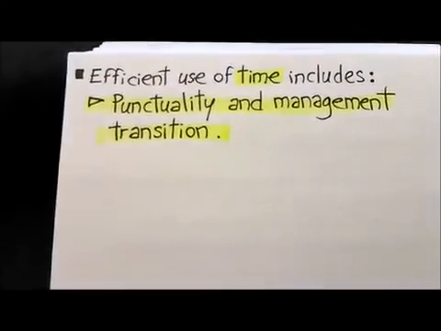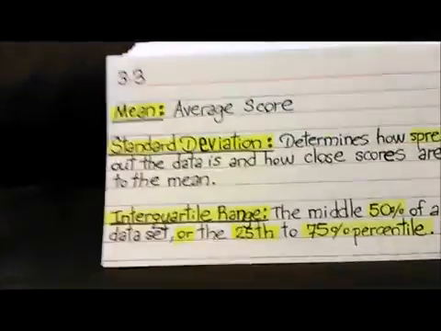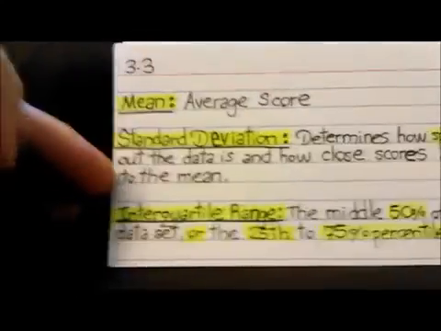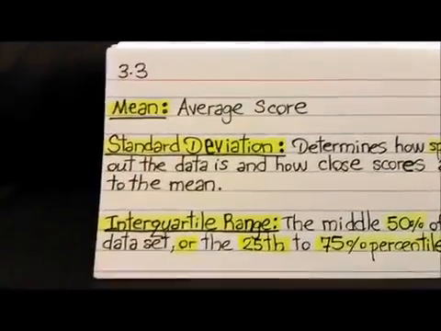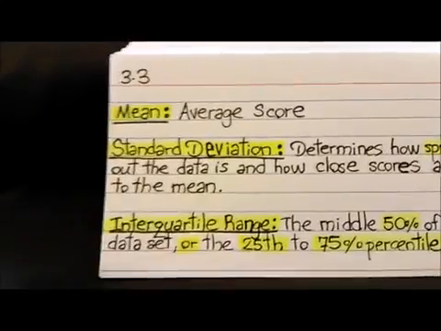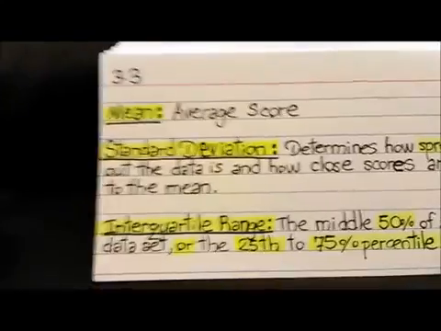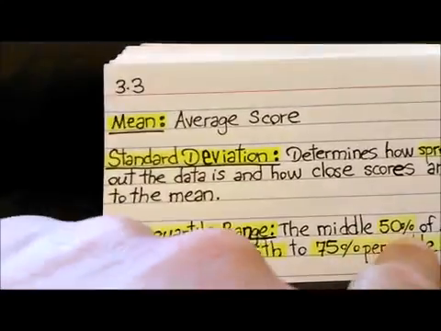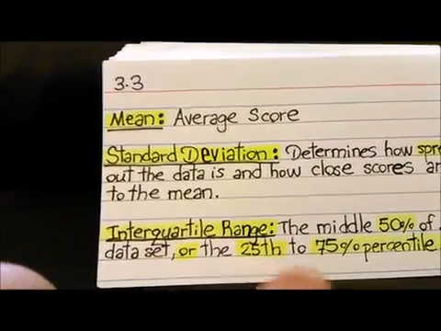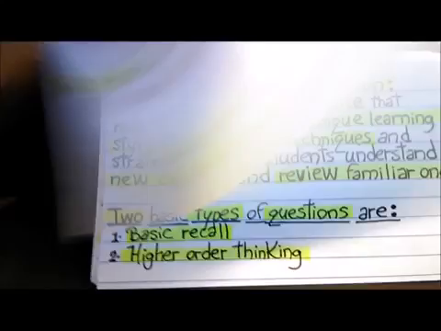Efficient use of time includes punctuality and managing transitions. See 3.3. The mean is the average score. Standard deviation determines how spread out the data is and how close the scores are to the mean. Interquartile range is the middle 50% of a data set, or the 25th to 75th percentile.